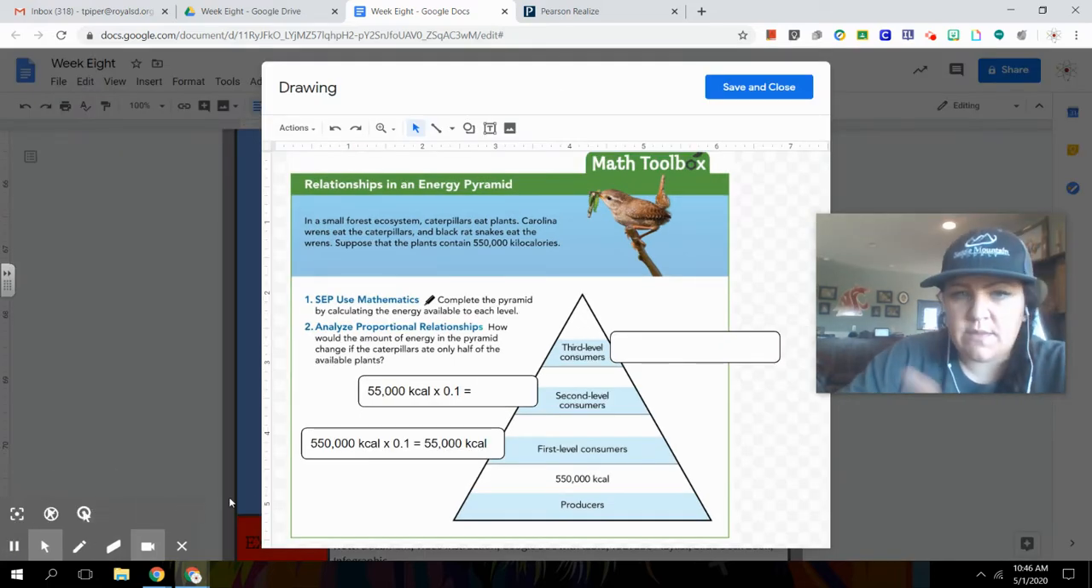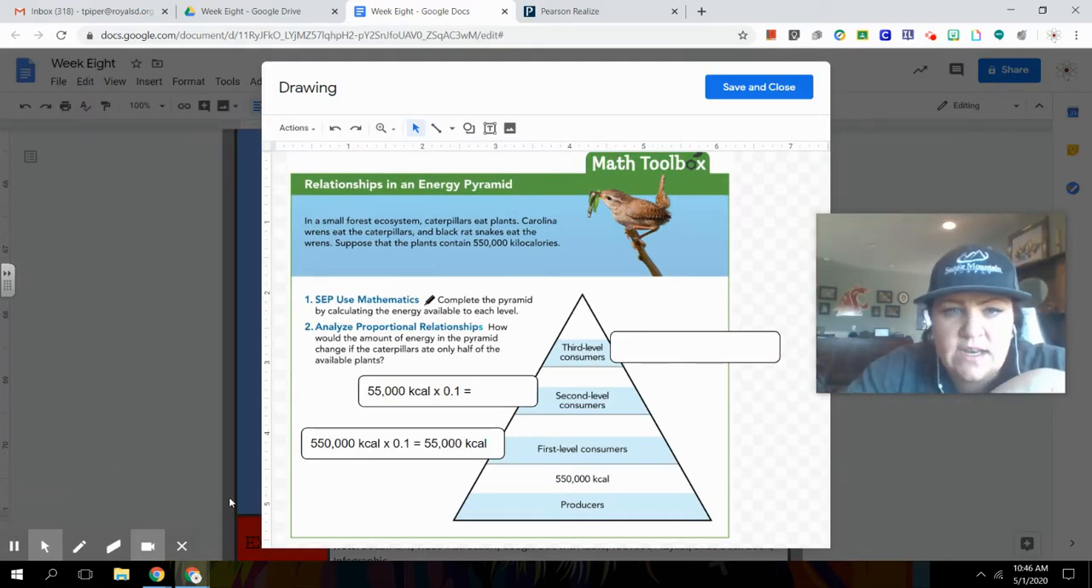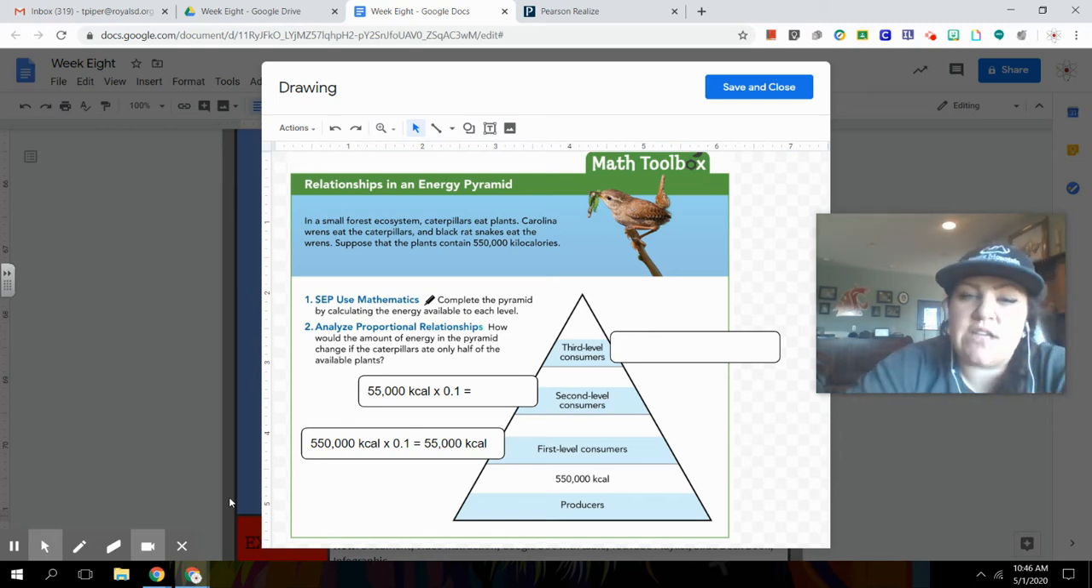Okay, so let's talk about this math problem. It says relationship in an energy pyramid. In a small forest ecosystem, caterpillars, little bitty caterpillars, eat plants. The Carolina wren eats caterpillars. If you didn't know it, a Carolina wren is a bird. And black rat snakes eat wrens. Suppose that the plants contain 550,000 kilocalories.